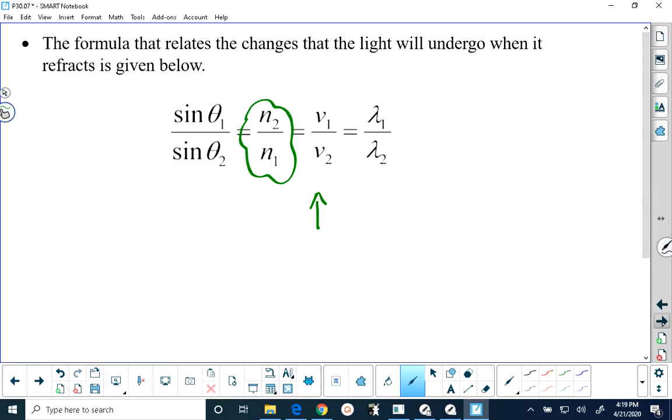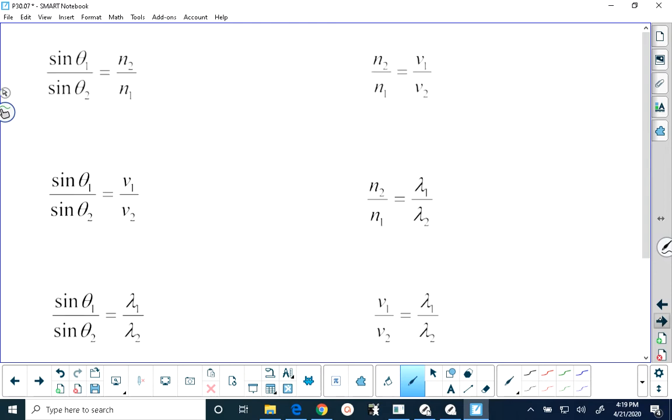I want to point out to everybody that this formula is actually what turns out to be 6 formulas. You can say sine of theta 1 over sine of theta 2 equals N2 over N1. Or you could say sine of theta 1 over sine of theta 2 equals V1 over V2. I'm not going to read all of these, but there's lots of different combinations here of putting these ratios together.